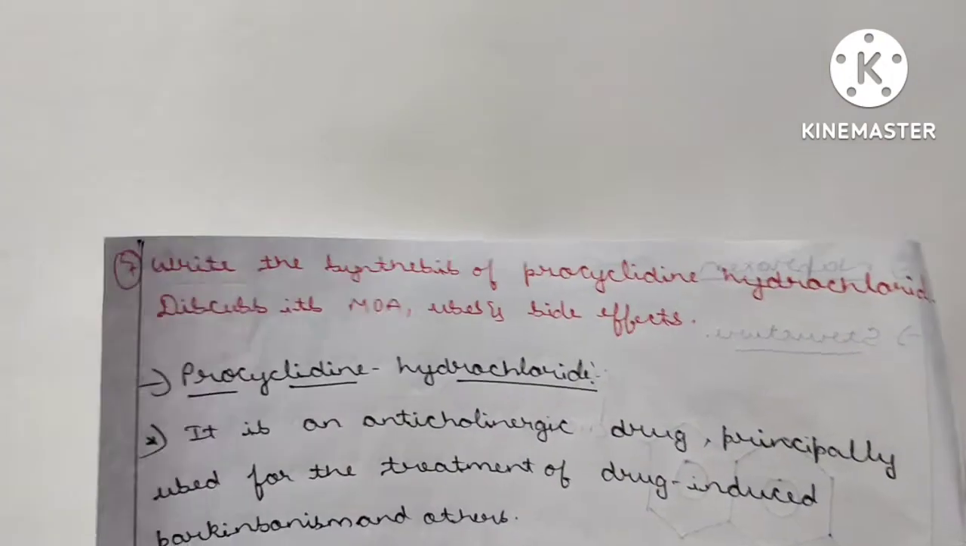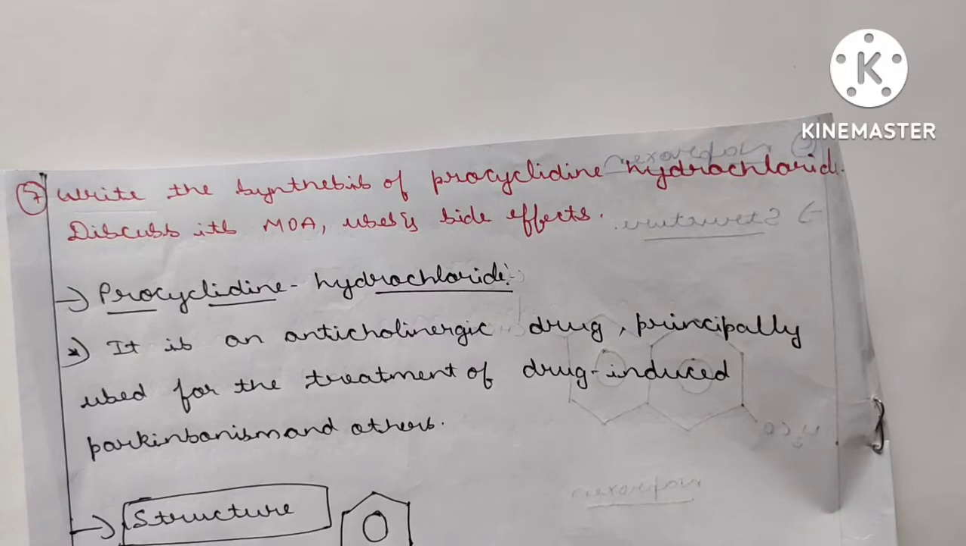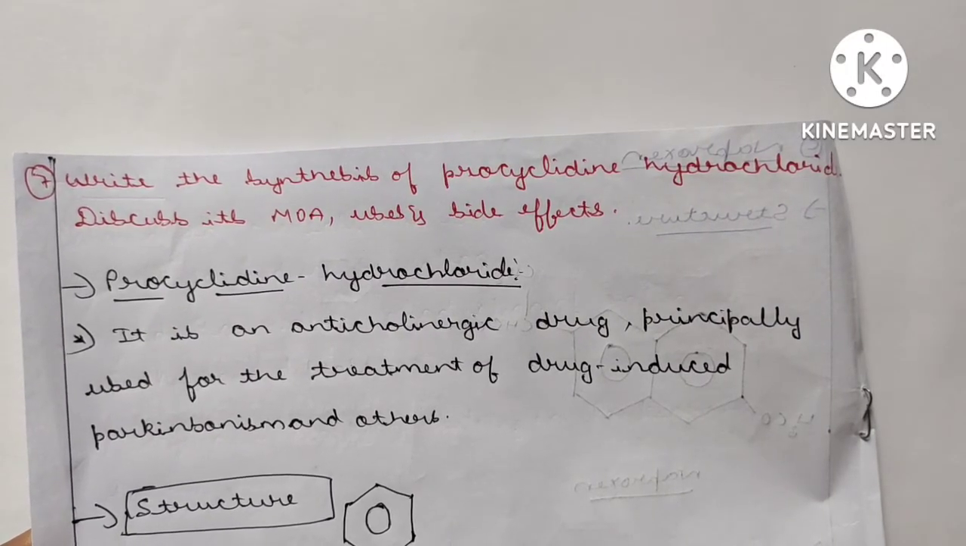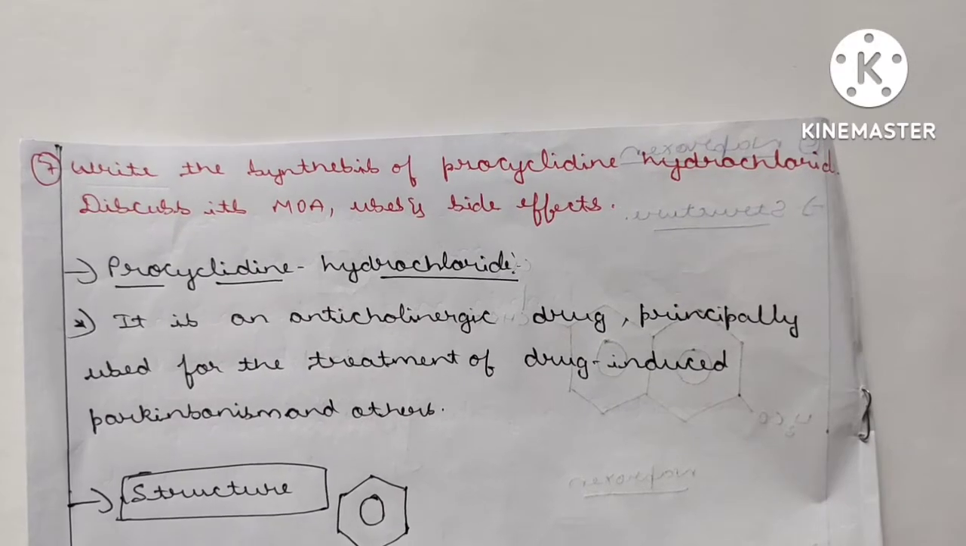Next, our last question of the medicinal chemistry. Write the synthesis of procyclidine hydrochloride and its mechanism of action, uses and side effects.